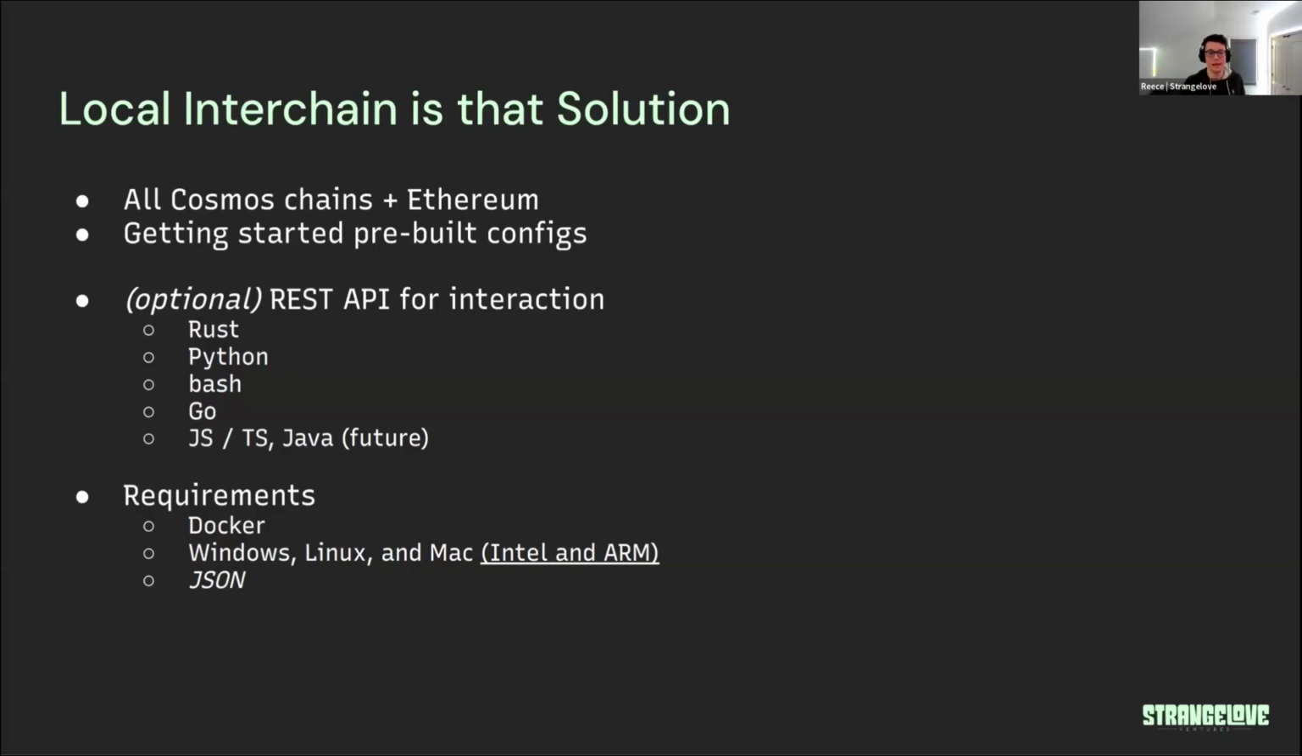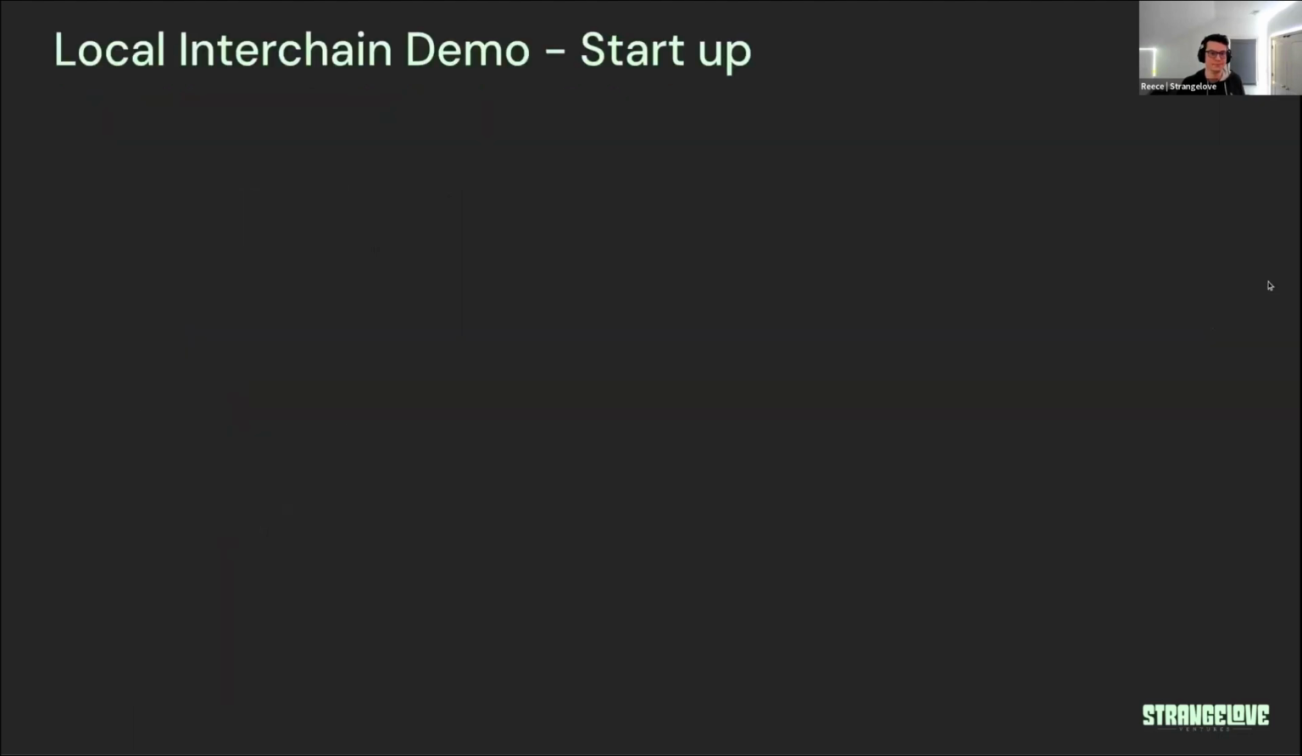On the requirement side, all you need is Docker and a standard operating system. We have Windows, Linux, and both Mac support, and you do need to know some JSON, but by us giving you those configurations, we also have a CLI helper. It can automatically generate the JSON for you. We'll have web apps in the future as well to make this a very non-difficult process.